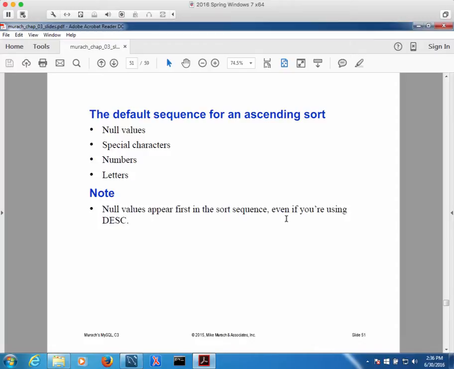The default sequence for an ascending sort: null values, then special characters, then numbers, then letters. Some people are surprised at the way capital letters sort as compared to lowercase. So it's interesting to look at the sort order and kind of experience it yourself. Null values will appear first in the sort sequence even if you're using descending. So again, null values are ugly.